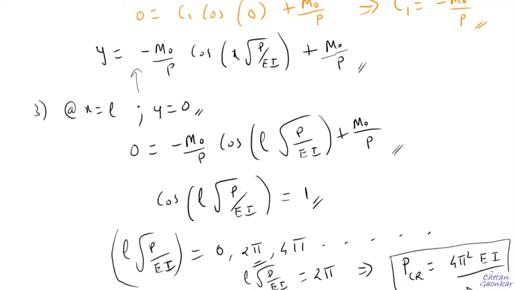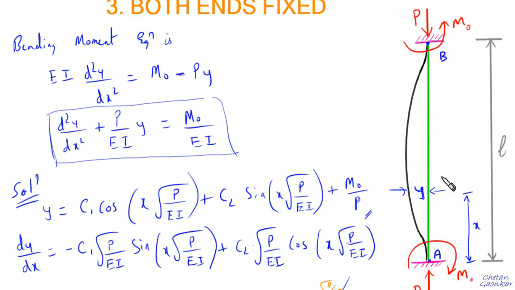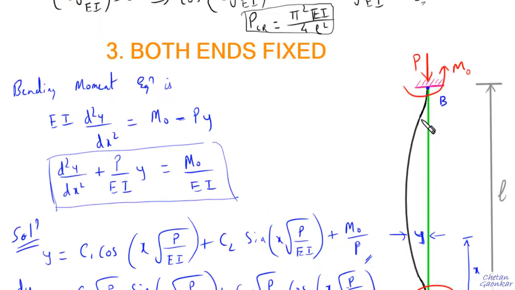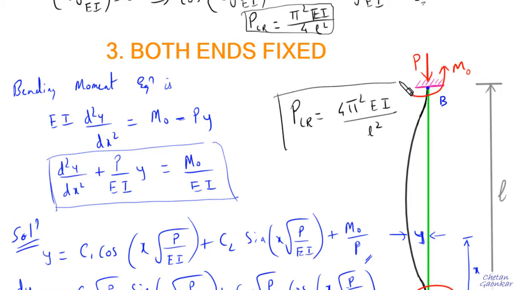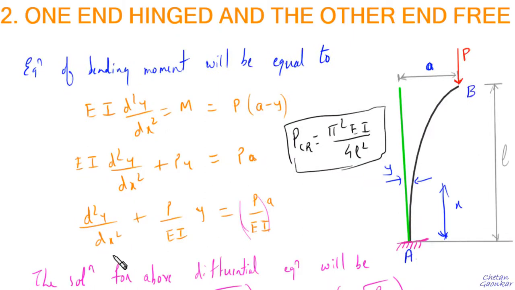So now this becomes the critical load when both the ends are fixed. That time we got this critical load, which, let me write it here, as 4 pi square EI divided by L square. So this is the critical load when both the ends are fixed. So we have found Euler's critical load for the three cases.